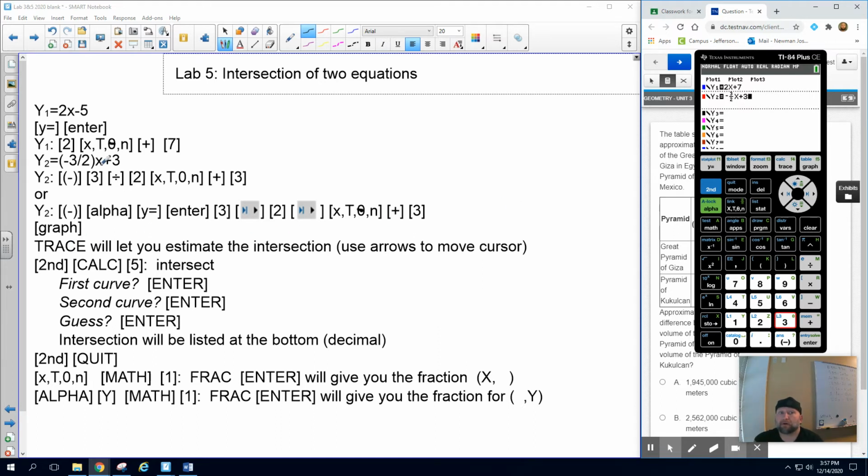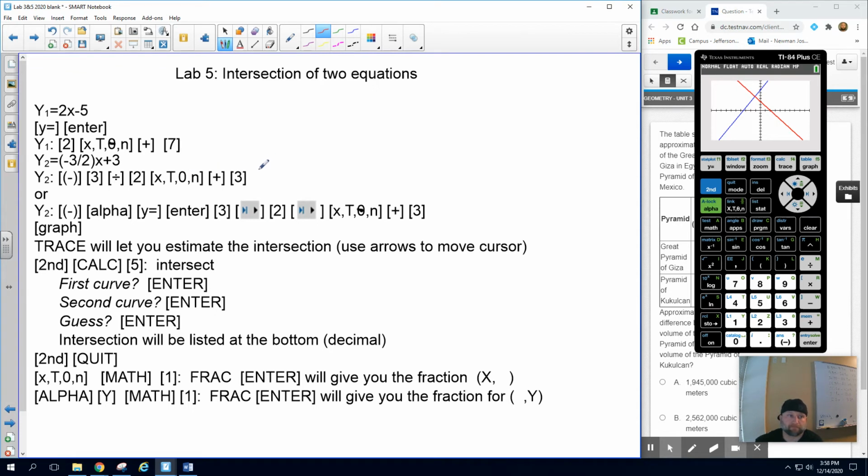So now that we have our equation, we can go back into our window, make sure that it's still set at -10, 10, 1, -10, 10, 1. And now we'll hit graph so we can see our lines. So we've got our blue line and our red line. So I know that my red line is y2. And we know that the blue line is y1.